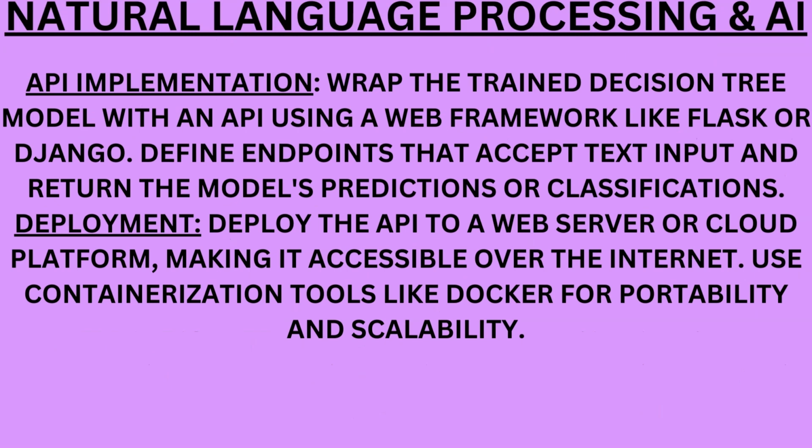API implementation. Wrap the trained decision tree model with an API using a web framework like Flask or Django. Define endpoints that accept text input and return the model's predictions or classifications. Deployment. Deploy the API to a web server or cloud platform, making it accessible over the internet. Use containerization tools like Docker for portability and scalability.